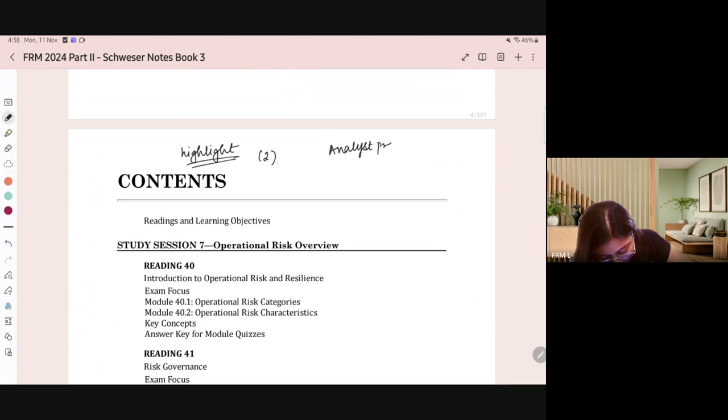AnalystPrep's question bank is very much useful. If you solve all the questions of AnalystPrep and read Schweser completely, you are ready, at least for Book 3, or completely ready. So you need to solve all the questions of AnalystPrep, and how you have to solve them I will let you know once we discuss all the important chapters and important points while reading. Then I will let you know how you have to solve the questions.